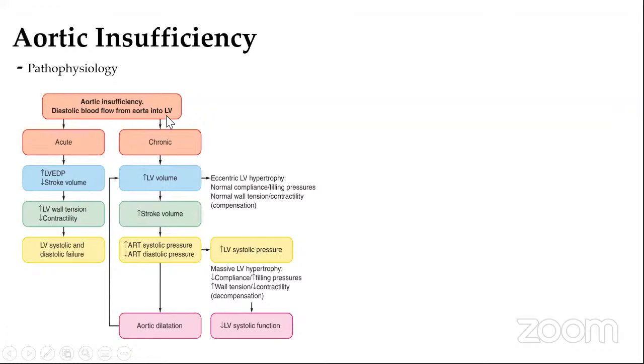If the aortic insufficiency is chronic, not acute, you're going to end up with left ventricular volume overload. This leads to eccentric LV hypertrophy. So the compliance and the filling pressure are normal, and the tension and the contractility are normal with compensation, different from acute aortic insufficiency. The stroke volume is increased because of the volume overload that's getting back to the LV. So you will have an increase in the arterial systolic pressure and a decrease in the diastolic pressure. This is going to increase the left ventricular systolic pressure, and over time it may lead to left ventricular systolic dysfunction.